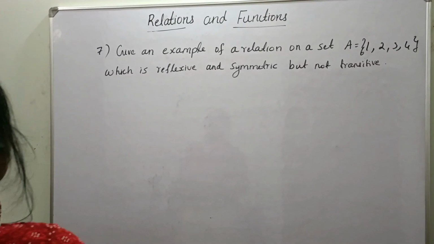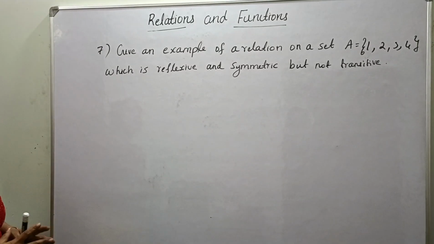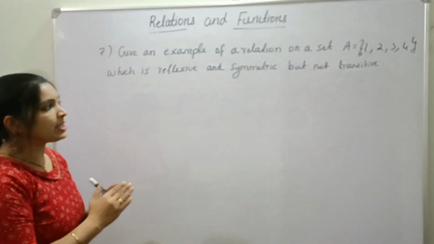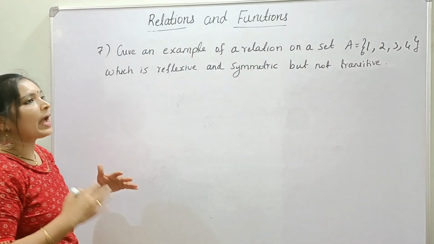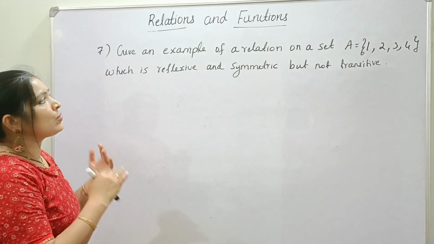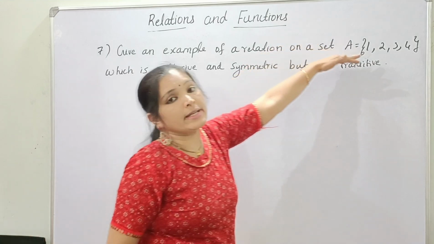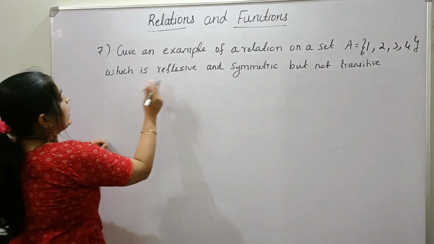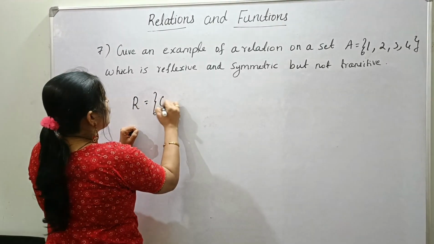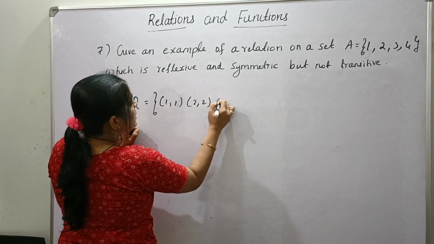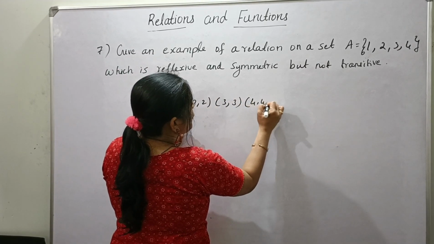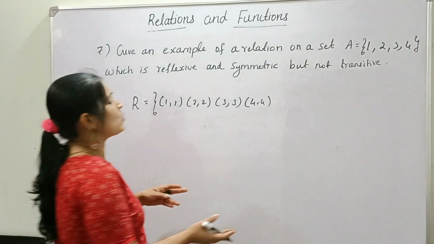Look at the next question. Give an example of a relation on the set A = {1, 2, 3, 4} which is reflexive and symmetric but not transitive. So here we have to write the relation. For reflexive, these elements should be in R: (1, 1), (2, 2), (3, 3), (4, 4). And it is symmetric also.